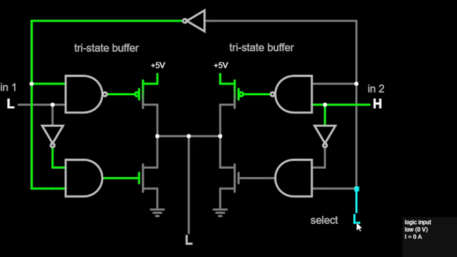Now to better understand its behavior, you can also look at the truth table of the 2 to 1 MUX. This table outlines the relationship between the control signal and the output based on the selected input.